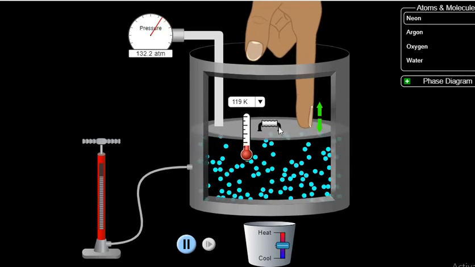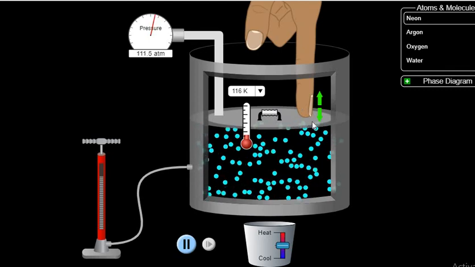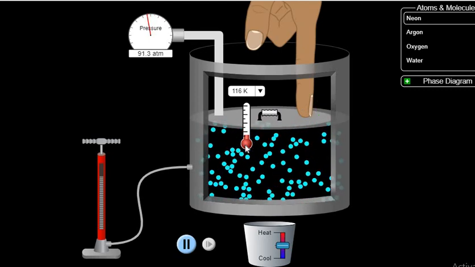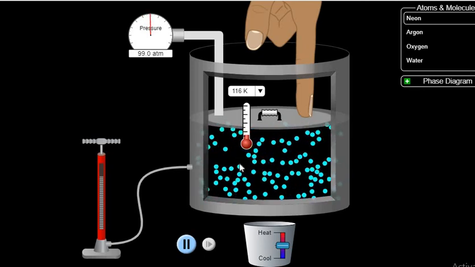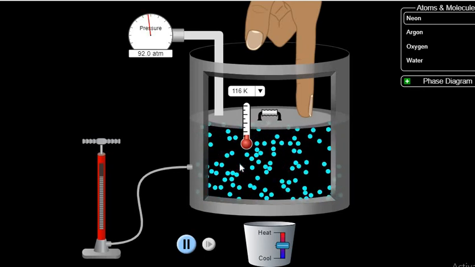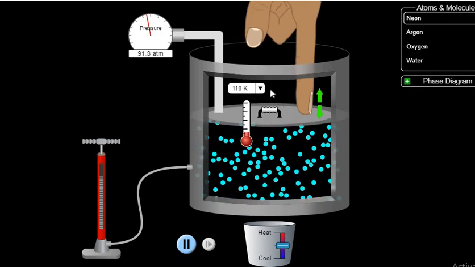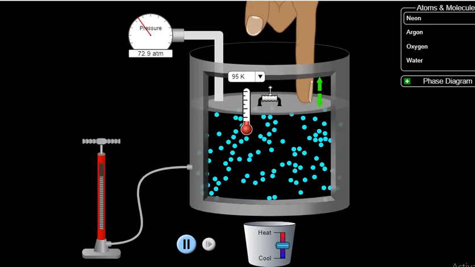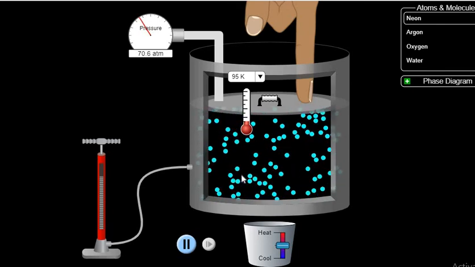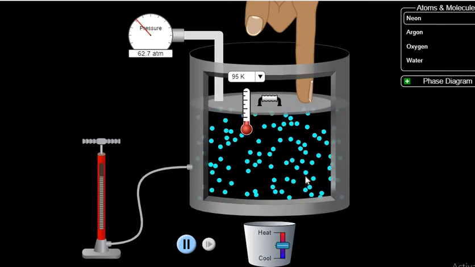If I increase the volume, the space between particles increases. So now I will have more space between particles. Now I increase the volume. Look at the space between particles. The space increases. I have more space now.